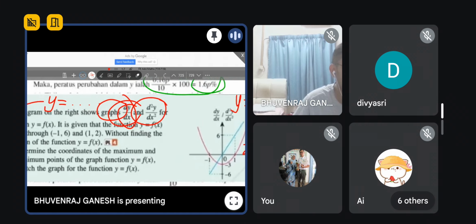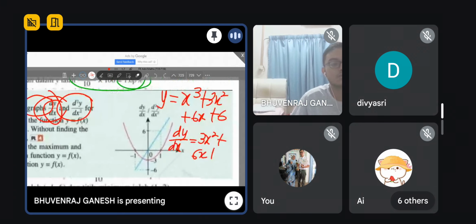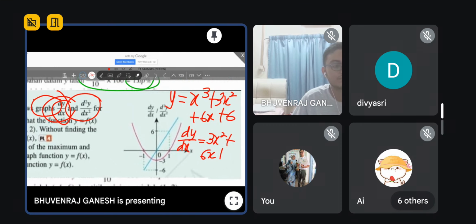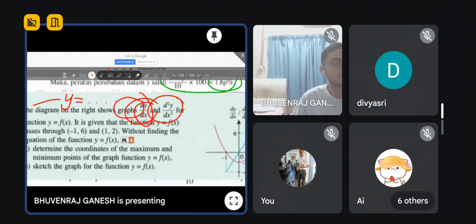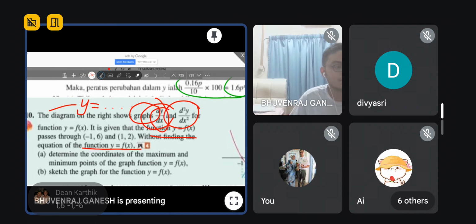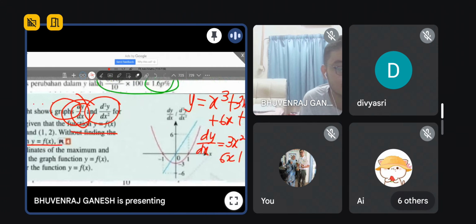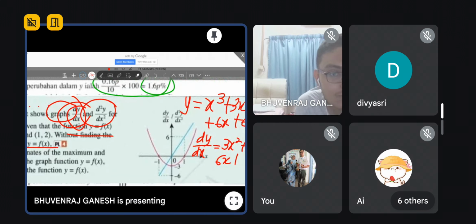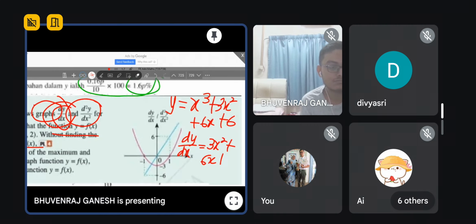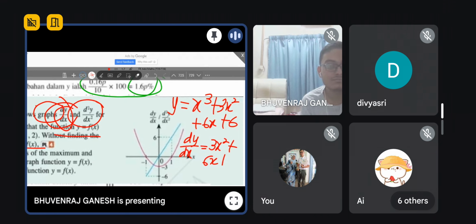So can anyone try and see what will be the maximum point and your minimum point? They say without finding the equation of fx, which one? You must specify which one is maximum, which one is minimum. So anyone else want to try? Cuba, jangan risau.